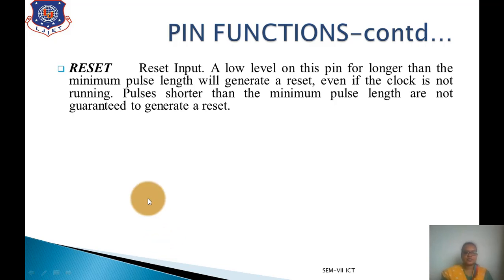So reset stands for reset input. A low level on this pin for longer than the minimum pulse length will generate a reset even if the clock is not running. Pulses shorter than the minimum pulse length are not guaranteed to generate a reset. For reset, we need to generate a minimum pulse length; otherwise it is not possible or not allowed to generate a reset.